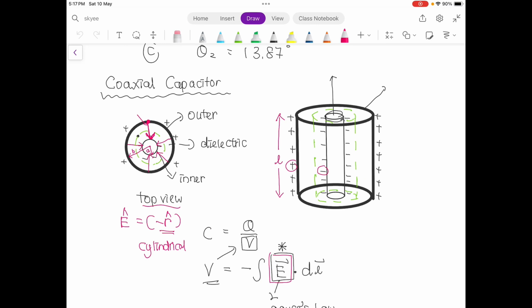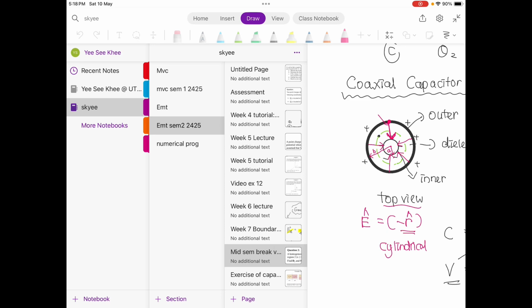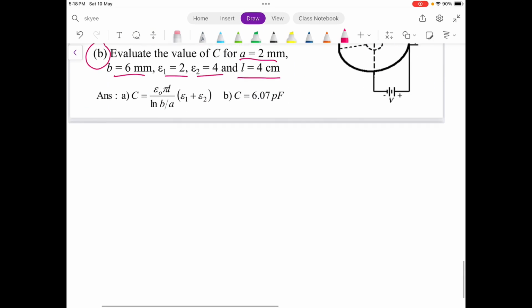In this case, yes, you have an inner and outer conductor, but in between you have only one dielectric medium. Maybe you will say, if there are two dielectric media, maybe we could find the series capacitance or parallel capacitance. But you look at the shape of the capacitor, it is different. For the previous one, you have the inner and you have the outer. So this is a shape.